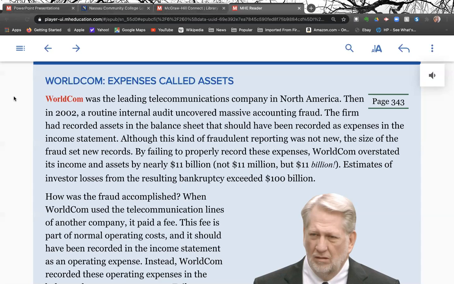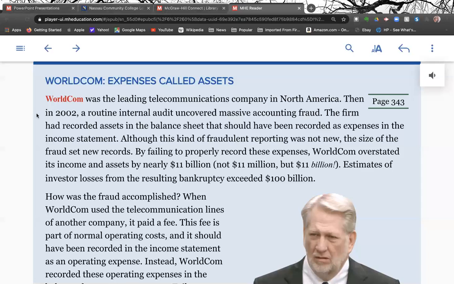Now, how are they different? Well, assets belong on the balance sheet and expenses go on the income statement. So if you were a dishonest type person, for example, and you wanted to make it look like you had more income than you had, instead of debiting an expense, you debit an asset.